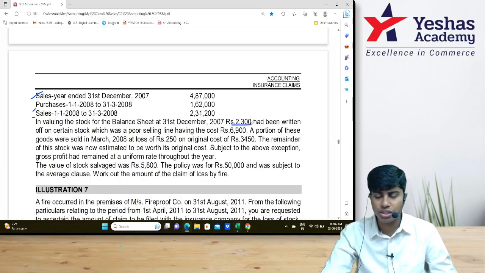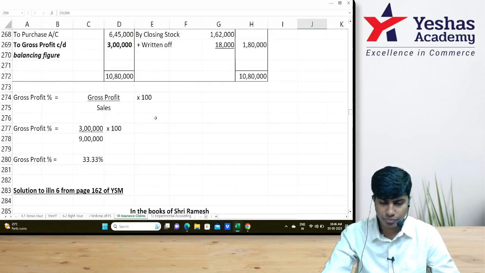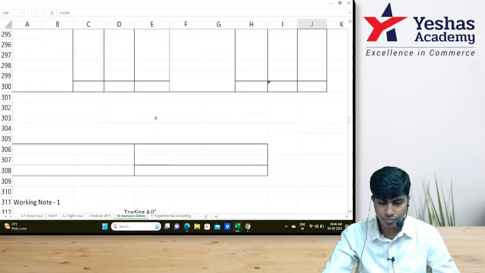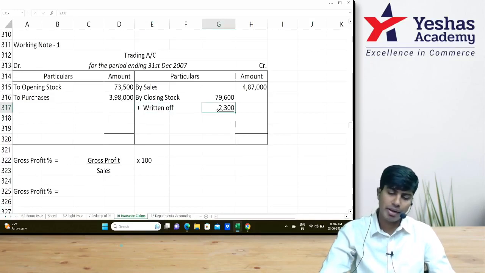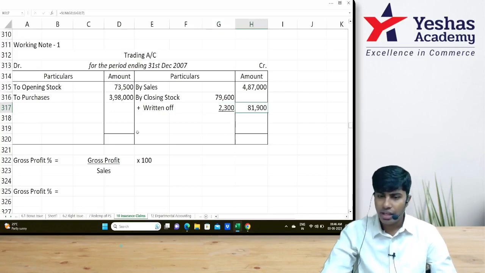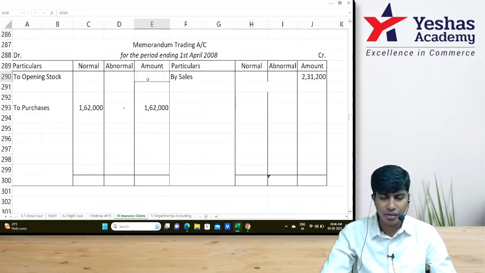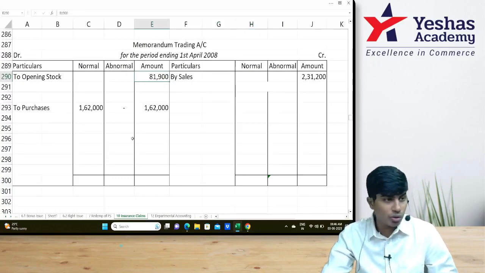Valuing the stock, 2,300 was written off. Shall we add back 2,300? Shall I add 2,300 here? Closing stock was 79,600. I will add stock written off 2,300. It will become 81,900. 81,900 is our opening inventory here. Am I right? 81,900 is without doing any write-off.